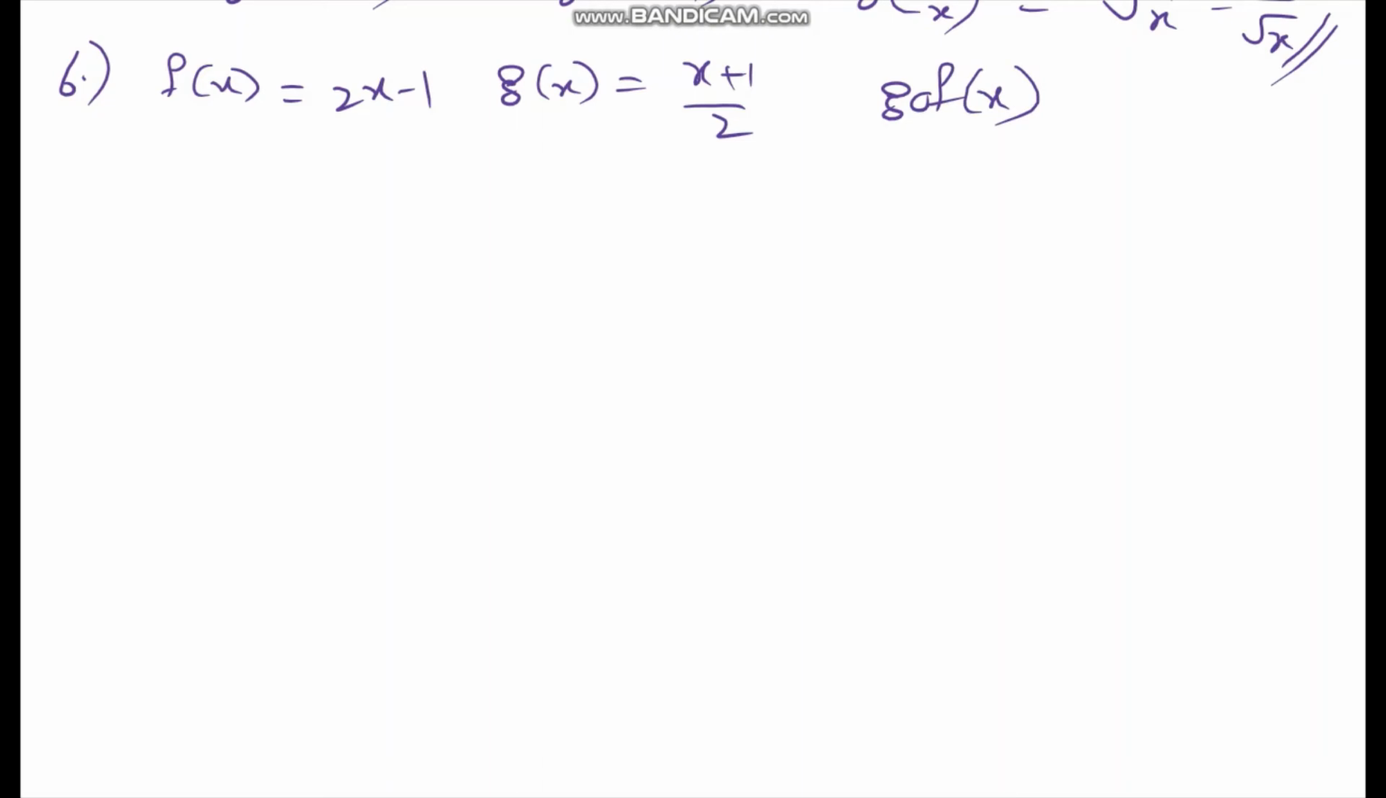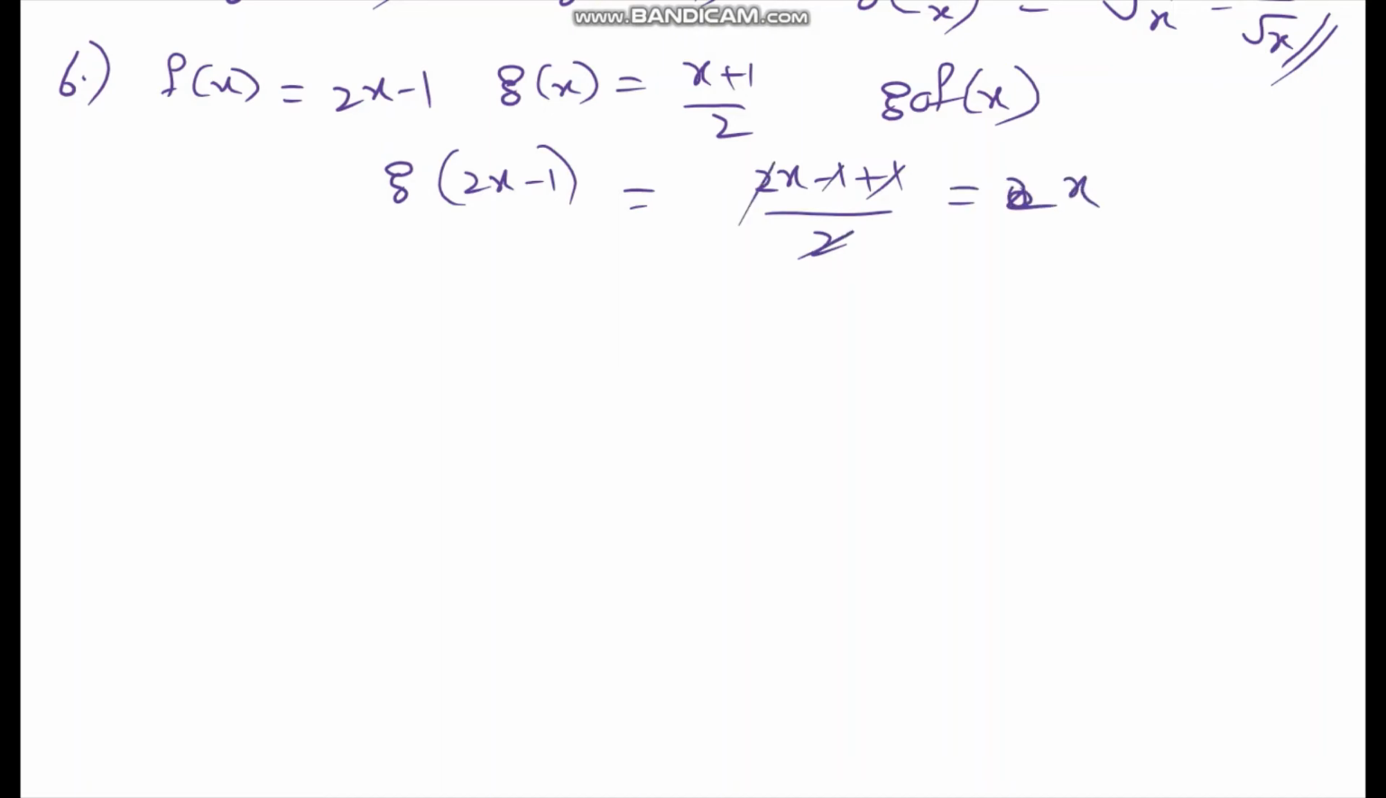Sixth question, if f of x equals 2x minus 1, g of x equals x plus 1 by 2, find gof of x. So g of f of x is nothing but g of 2x minus 1, which is 2x minus 1 plus 1 by 2, that equals 2x by 2, so that equals x.